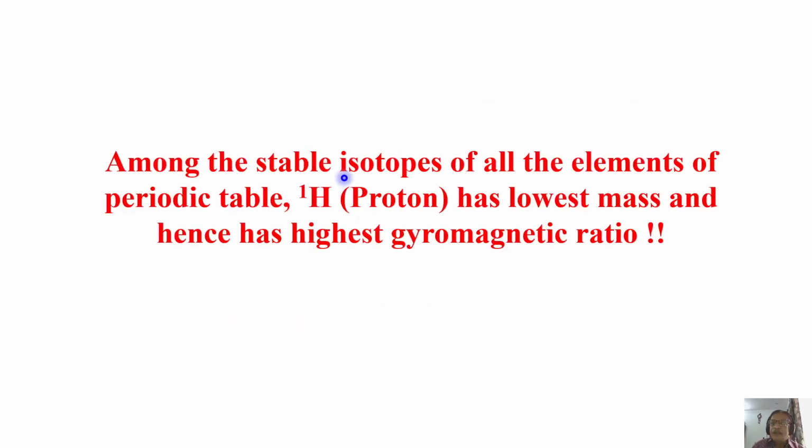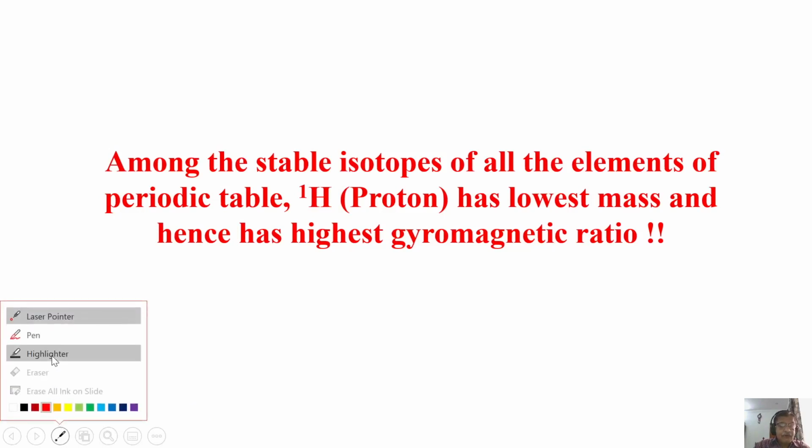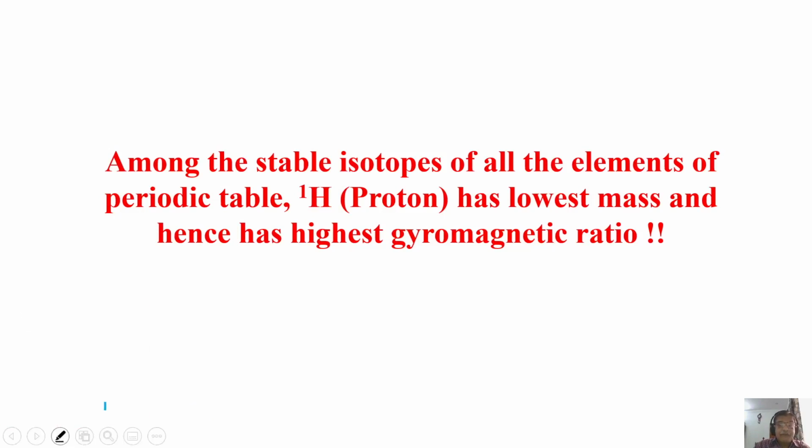Okay, now you understand. Among all the stable isotopes of elements in the periodic table, proton, that is the hydrogen atom, has the lowest mass and has the highest gyromagnetic ratio. Please remember my statement. I use the statement stable isotopes. Why did I use stable isotopes? You can consider tritium.